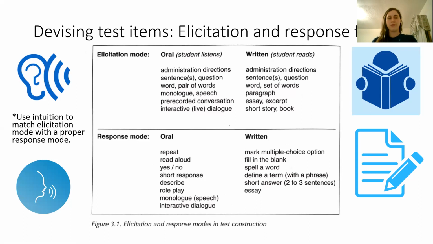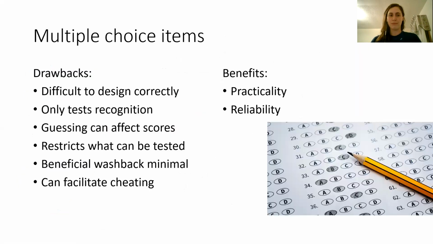But you do need to pay attention and use your intuition to match the elicitation mode with a proper response mode. The book mentions an example where you're doing a minimal pair. So if you say a word out loud orally, the response probably shouldn't be a yes or a no oral response, because that doesn't make sense. So it might make more sense to have them write what they hear. So that's just an example.